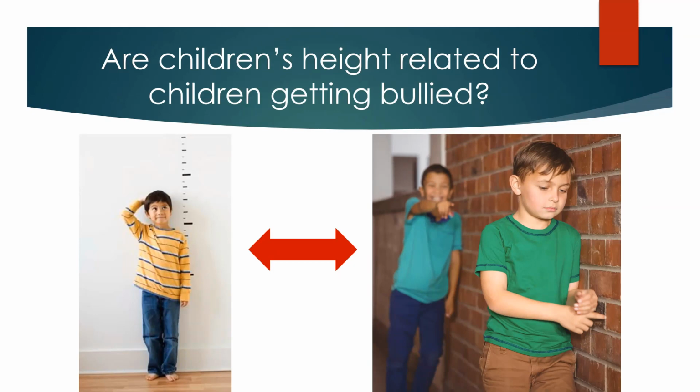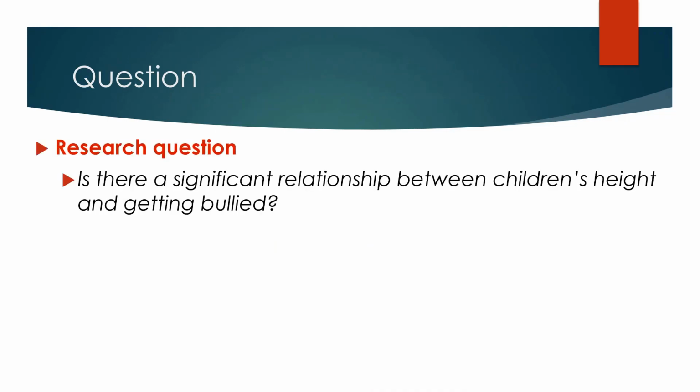Remember when we talked back in hypothesis testing, you have to start with a general question, but then you need to make it more technical. So we need to specify our research question. Here's what the research question would look like. Regarding a chi-square, remember we're looking at the difference between what we observed and what we expected. With a test of independence, you're specifically getting at whether there is a relationship between your two variables or not. So, is there a significant relationship between children's height and children getting bullied?